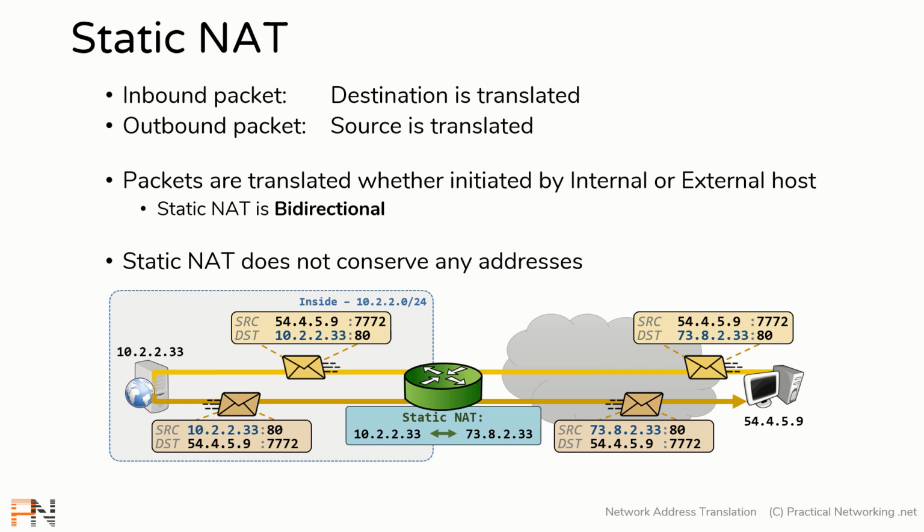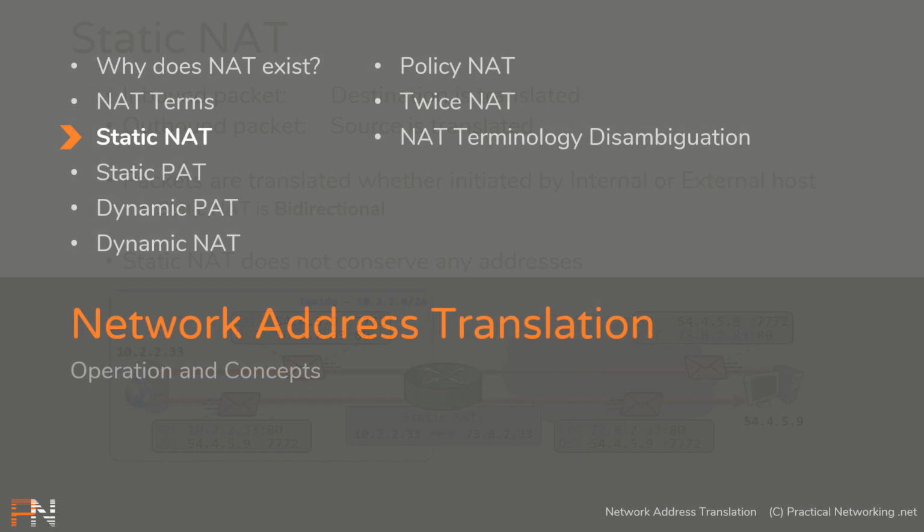So those are the three items we wanted to highlight about static NAT. Hope you found this useful. The key takeaway from this particular lesson is that a static NAT is an explicit mapping between one IP address to another IP address.